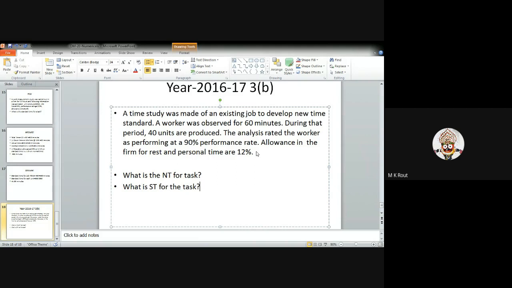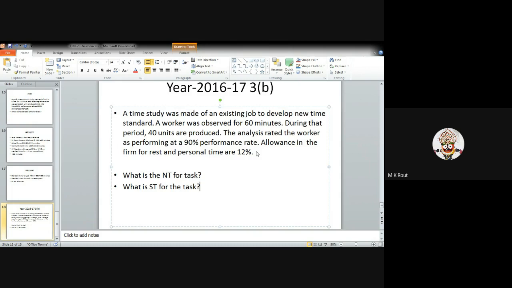Yes, that is already written. The allowances for the rest and the personal time are 12%. From the last statement, you can directly use the 90% performance rating as your PR rating, as well as the percentage of working we have calculated from the previous one.